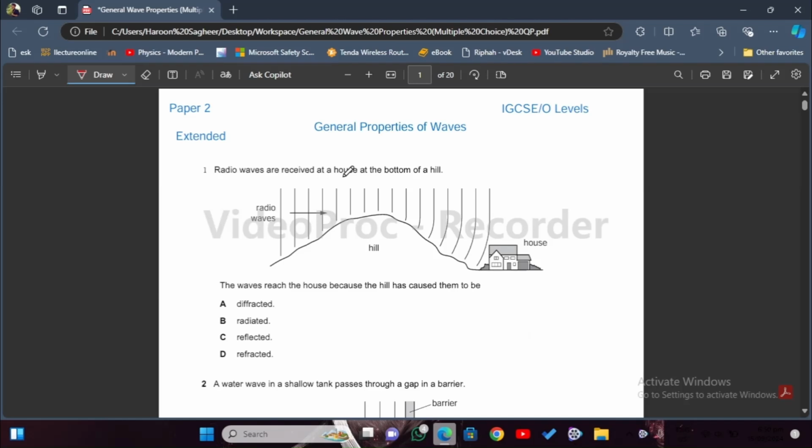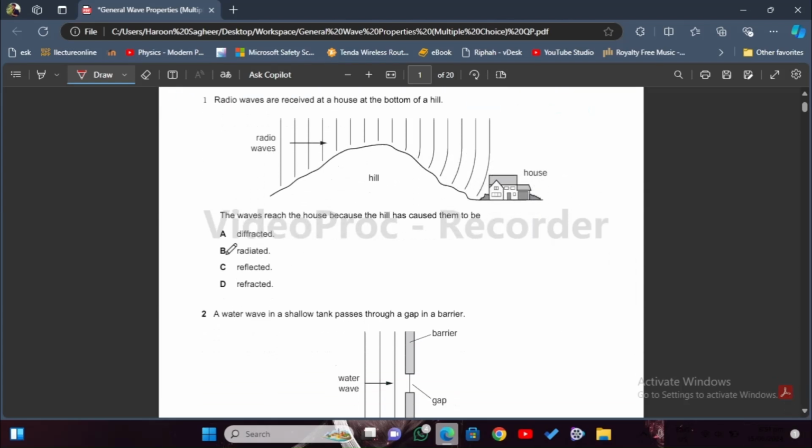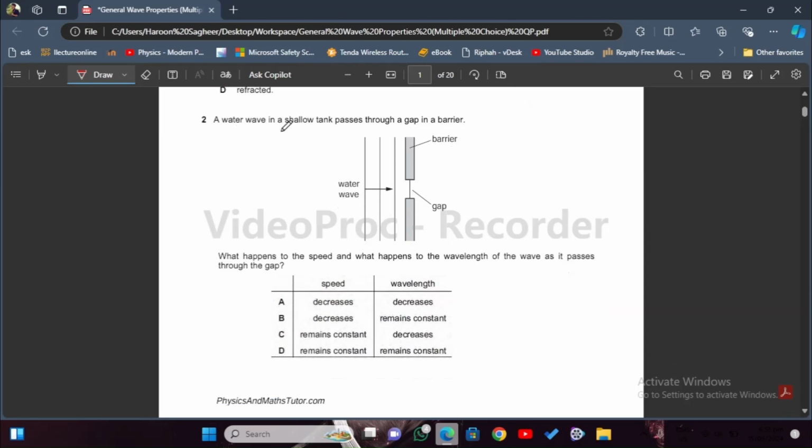Radio waves are received at a house. Okay, here we have a house, here's a hill, and here are all of these incoming radio waves. Now you see there is a bit of a distraction, a barrier, and all of these waves are curving around this barrier. So an effect where all the waves curve around a barrier is called diffraction. So all the radio waves are getting diffracted. Option A was correct.